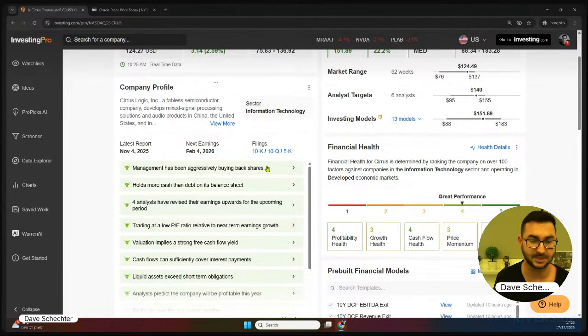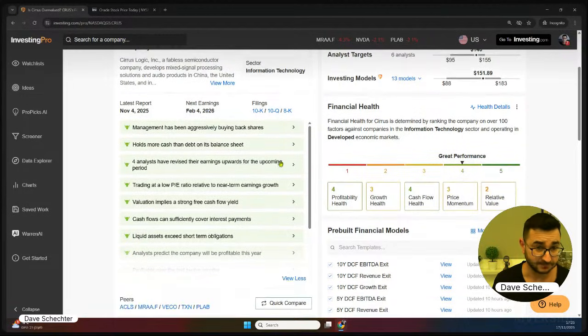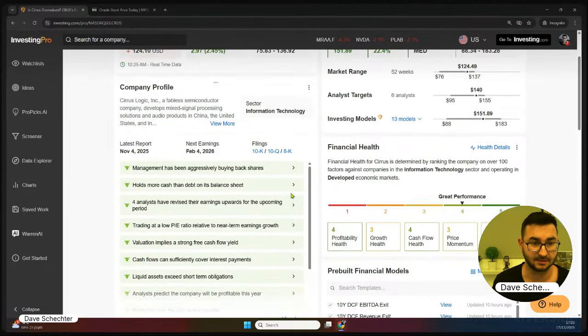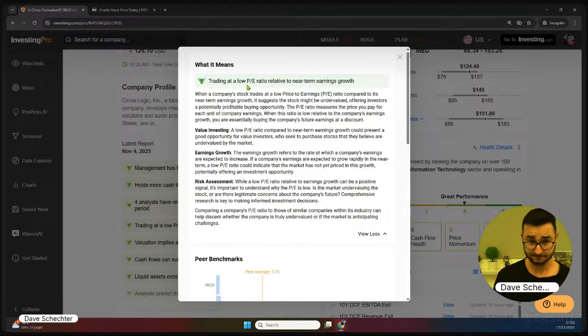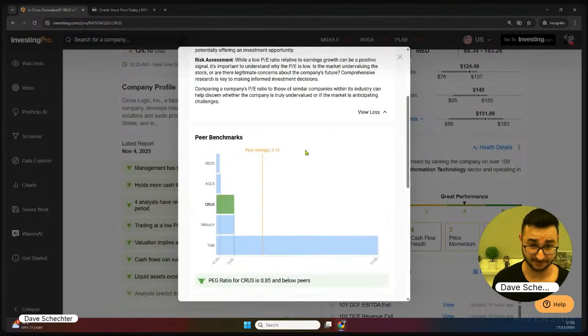And why this particular thing is important when doing due diligence on any stock. So for example, I can see here if I scroll down the list that there's a lot of green here. So I see that management has been aggressively buying back shares. It's trading at a low PE ratio relative to near-term earning growth. So assuming I didn't know what this is, I can just go ahead and click on it. I can understand what this metric is, why it's something that might be particularly good.